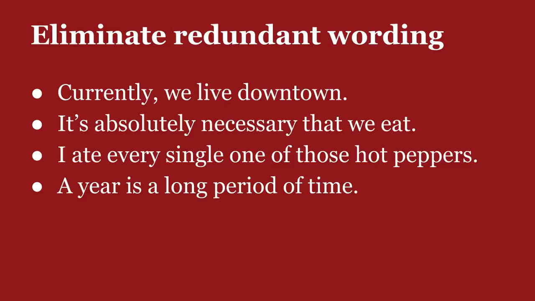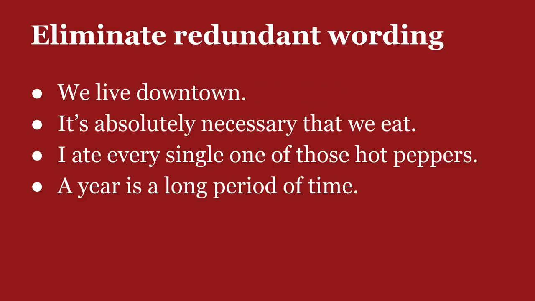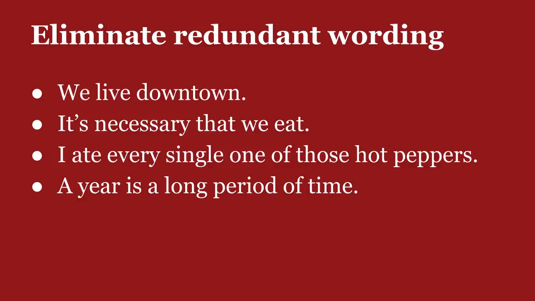So when we eliminate redundant wording, our examples here change. "Currently we live downtown" becomes "we live downtown." But the fact that it's written in present tense implies that it's current, so you don't need to say currently. "It's absolutely necessary that we eat" becomes "it's necessary that we eat." If it's necessary, then obviously it's absolutely necessary. The fact that you said that it's necessary means it's absolute.